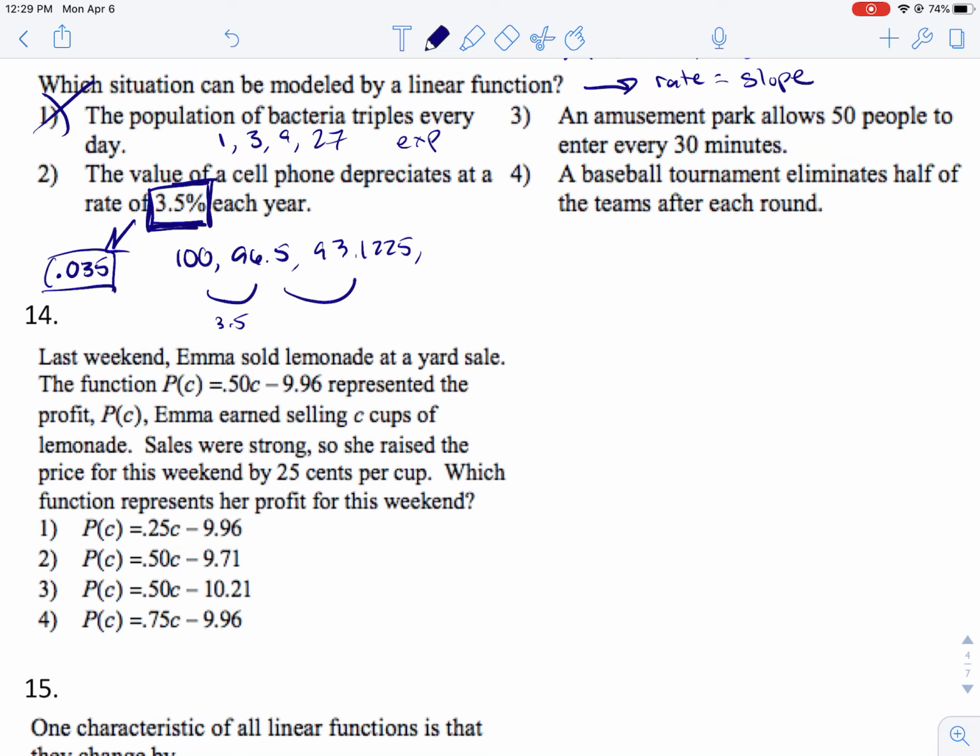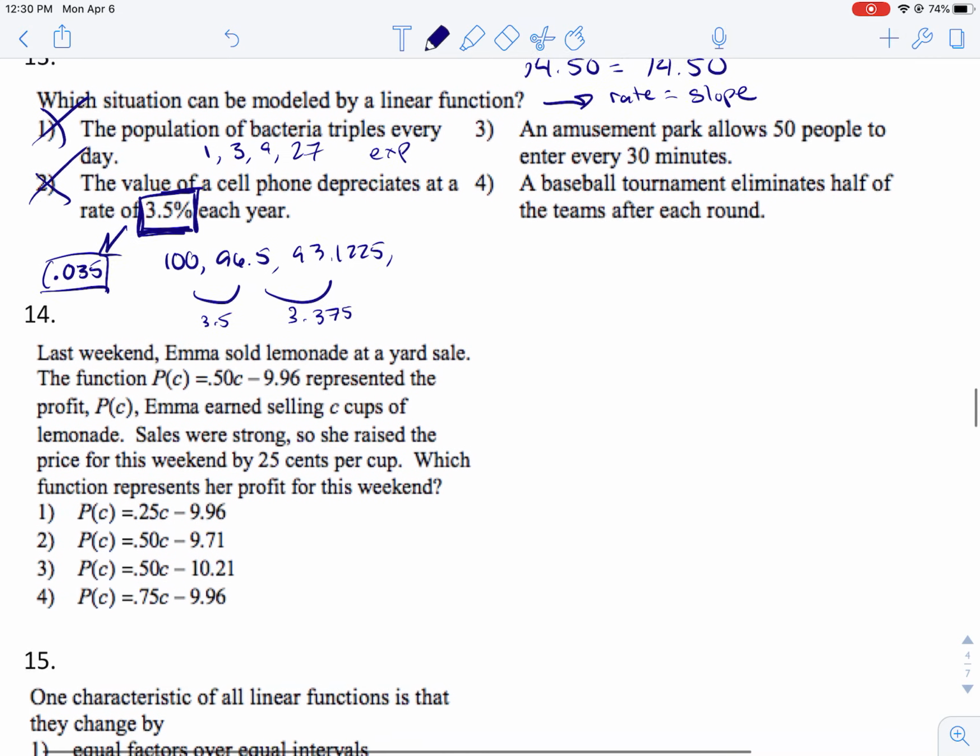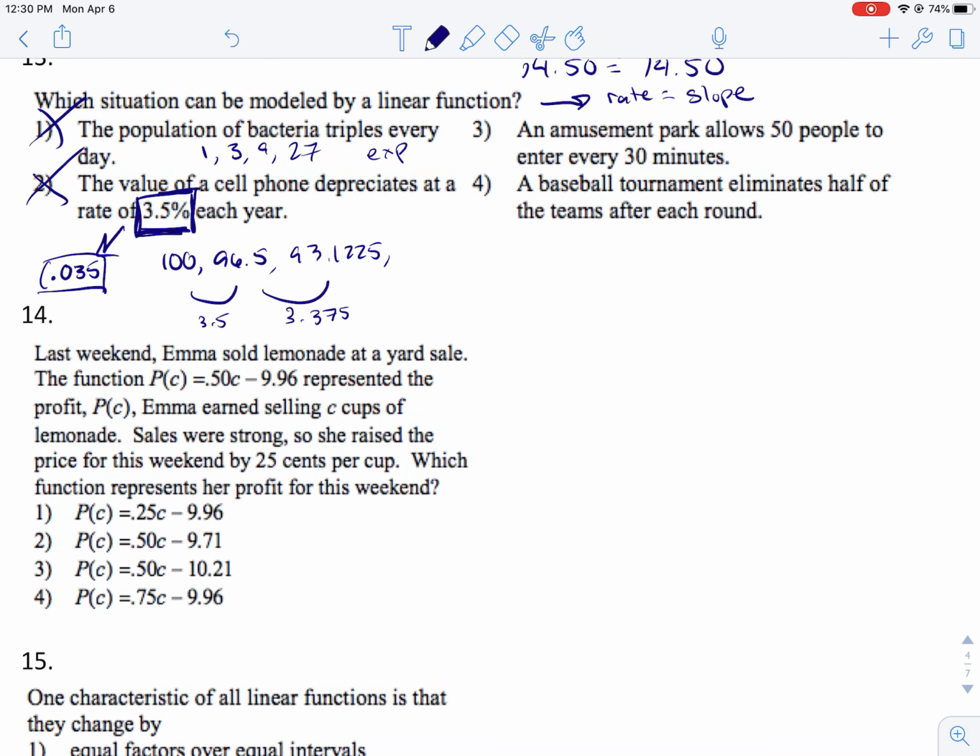This one here, we're going down by 3.5, okay? 96.5 minus 93.1225. All right, now we went down 3.375, all right, and so on and so forth. So anyway, 2 is out.